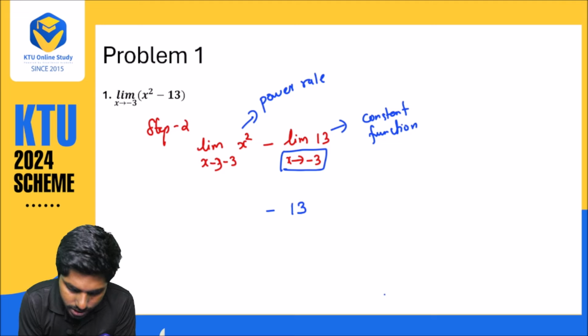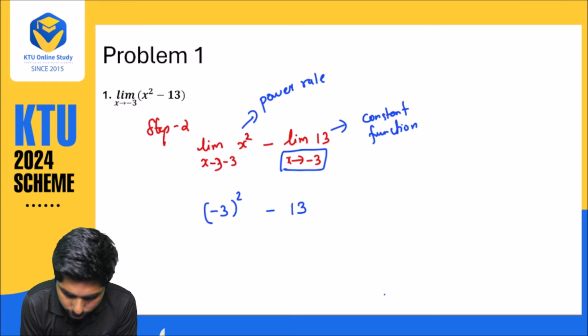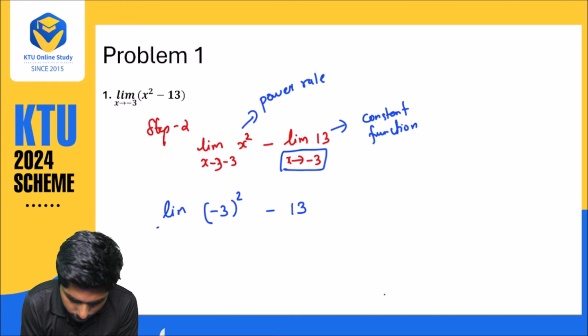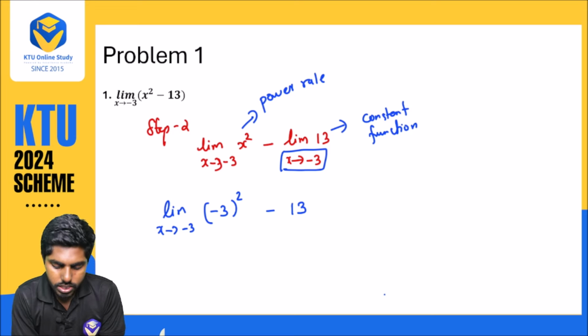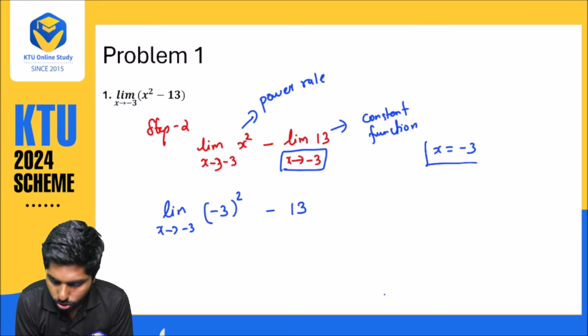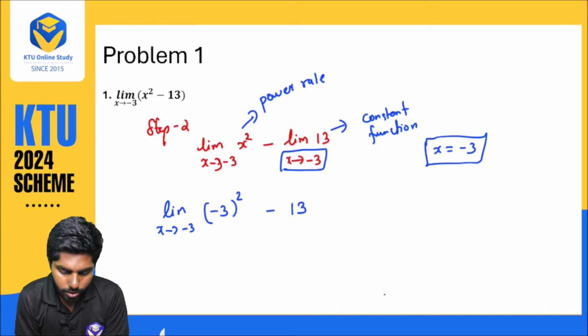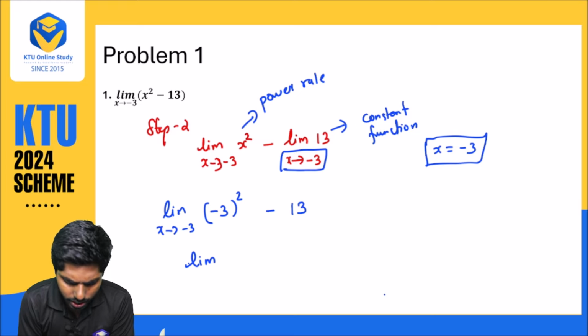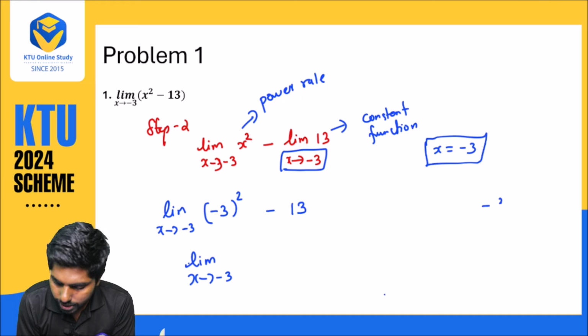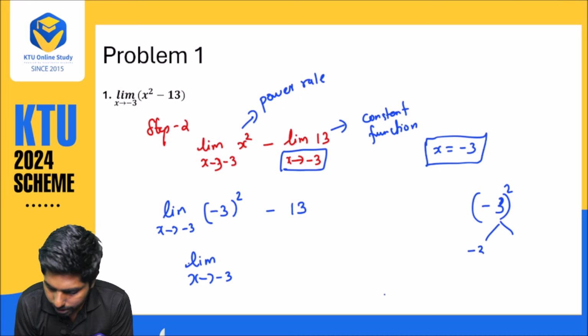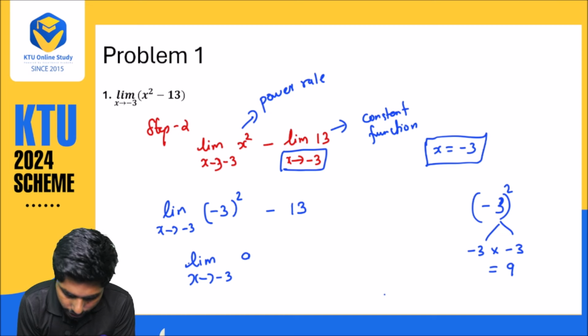Now here, when x approaches minus 3, what is the value of x square? Minus 3 the whole square. That is limit x approaches minus 3. In place of x we will be writing minus 3, since x is equal to minus 3 we want to substitute. When we substitute, what will we get? Limit x approaches minus 3, minus 3 the whole square, that is nothing but minus 3 into minus 3, which is 9. So we will be getting 9 minus 13.